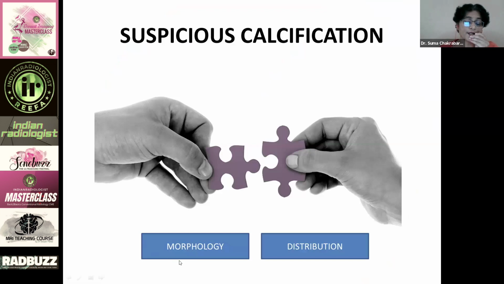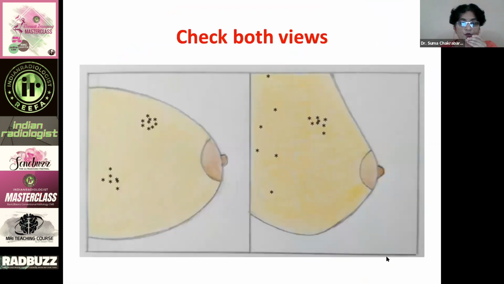And there are two aspects of any calcification when we want to decide how suspicious they are for malignancy. Look at the morphology and the distribution, and that should actually complete the jigsaw for us. Before we get to that point, it is very important to check the calcification on both views. So this is part of detection of calcification. If you see a group in both views, that's a true cluster. But if you see a cluster which spreads out in that area on the MLO view, you know that you're not looking at a true cluster here. So do check for calcification on both views and try to correlate them.